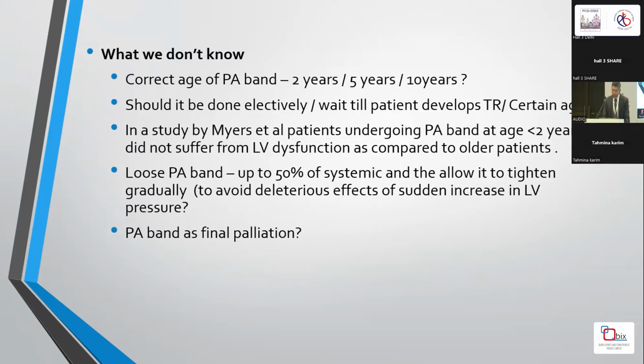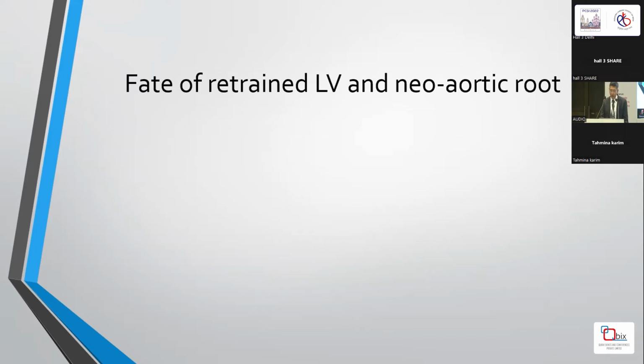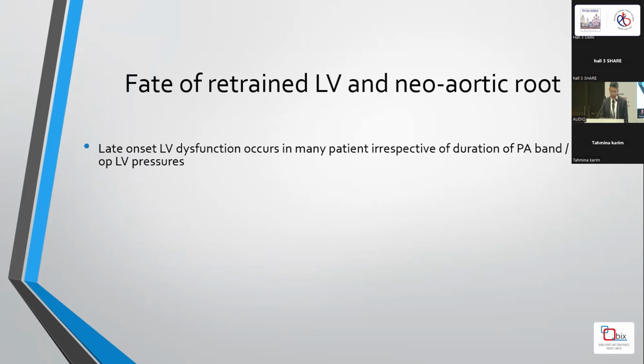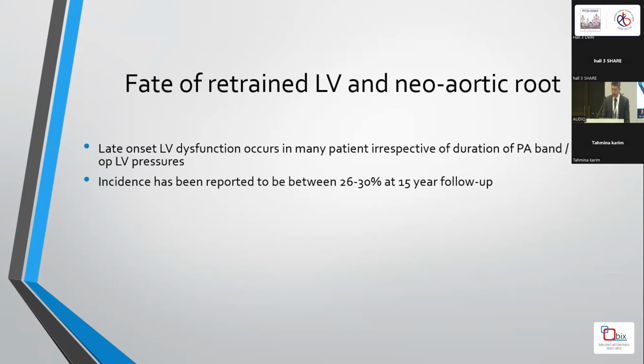Then there is the question of whether we can leave this PA band as final palliation. You don't want to do a double switch because you are risking LV failure in the long term, especially for patients who present late with TR and RV dysfunction. So when you do a double switch with a prepared LV, what happens? LV dysfunction occurs in many patients, irrespective of duration or pre-op LV pressures, and the incidence is huge: 26 to 30%. So one-third to one-quarter of patients develop LV failure.